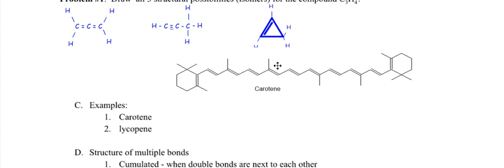What do you notice about carotene? Oh my goodness, there are 1, 2, 3, 4, 5, 6, 7, 8, 9, 10, 11 double bonds. So that'd be like a decene, all right, if you will. So that'd be 11 double bonds. Holy cow. And what is carotene used for?